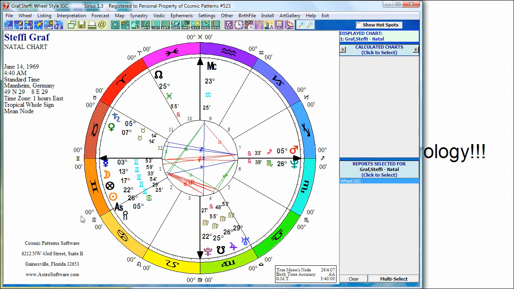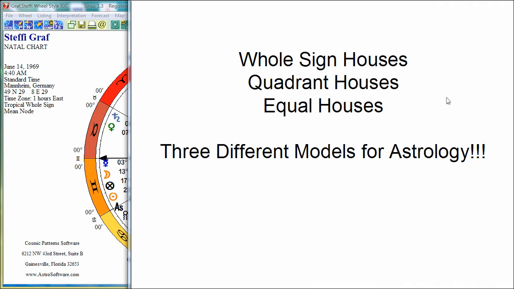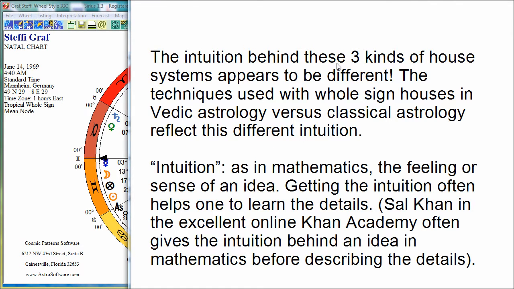Okay, well, anyway, you have whole sign houses. It's a very, very different model. Well, let's look at these three models and see how they look at the chart so differently from each other. Okay, so what I'm suggesting is the intuition behind these three kinds of house systems appears to be very different.